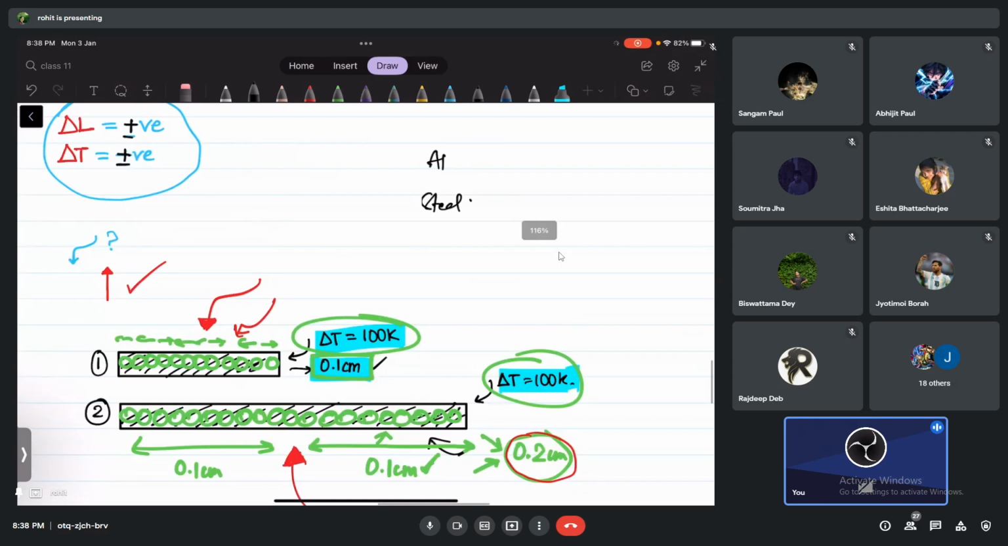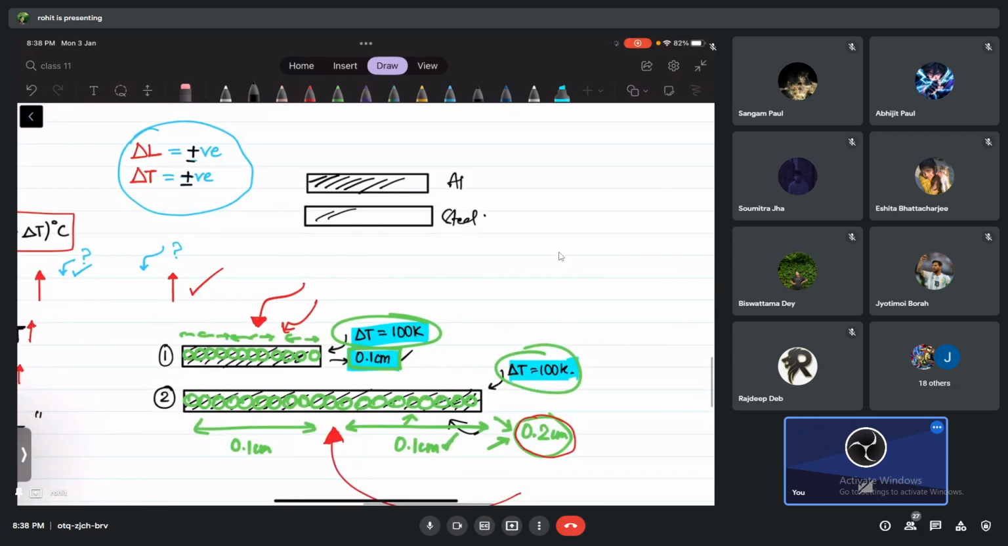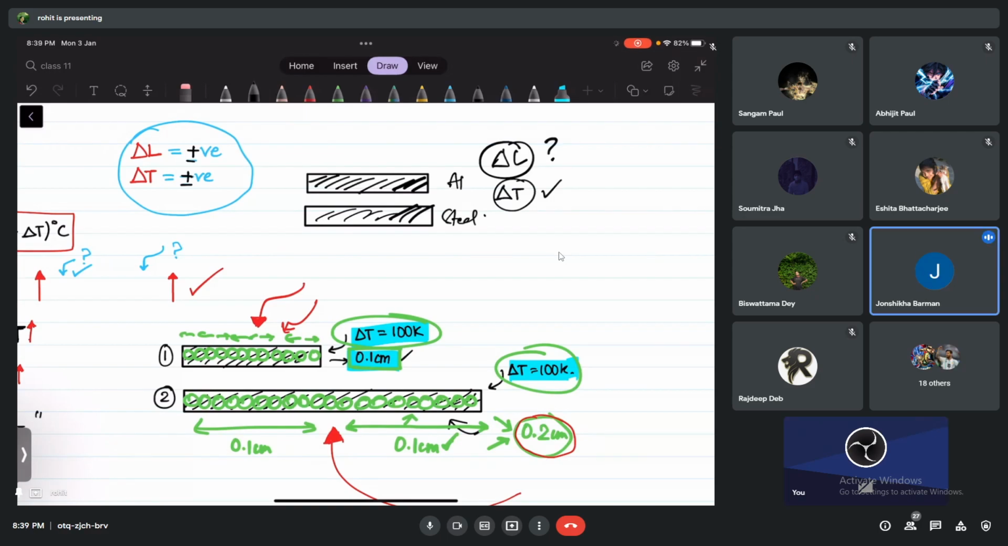So now you tell me, they have the same length, yes. I have changed the temperature by equal amounts, right? I have done that. But what do you think? The expansion delta L in both of them is same or different? Different. And you already know, right? The difference comes because of the length, or the change in temperature, or because of the material? Because of the material, yes. It's not because of the length. I have taken initial length the same in both of them.